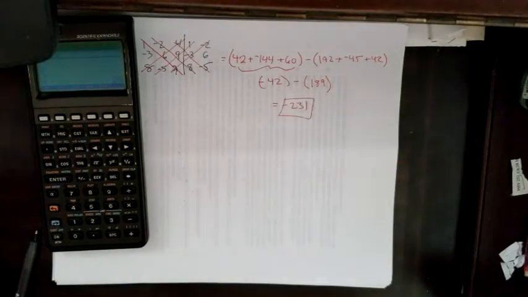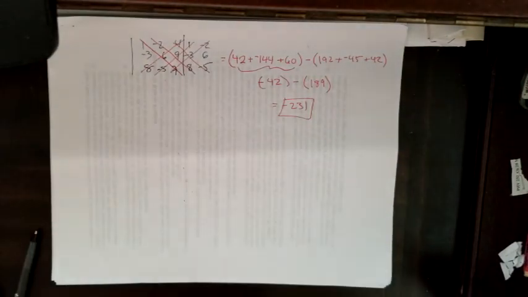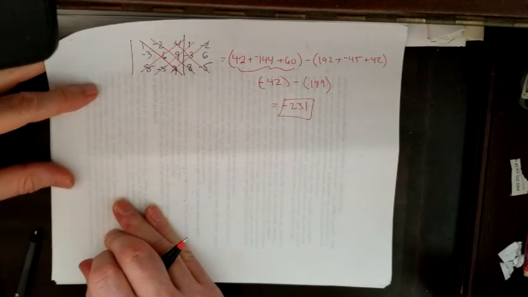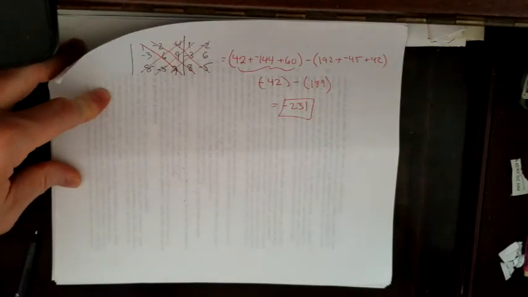The same answer as we had before. Hooray, we did it right. That's the technique for solving a 3 by 3. And now we can do Cramer's rule.